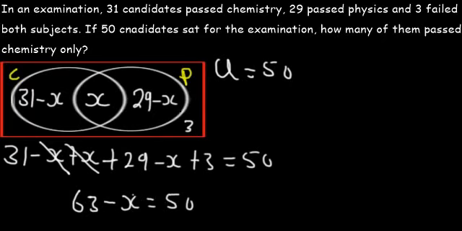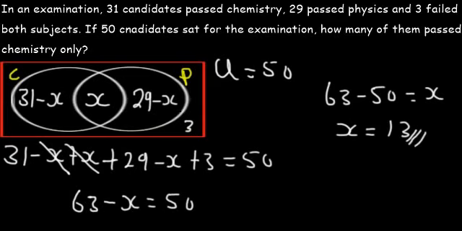Let's bring x to this side and take 50 to that side. So we have 63 minus 50 equals 2x, which gives 13 equals 2x. The value of x turns out to be 13. We are not done yet, because we are required to find the number of students that passed chemistry alone.